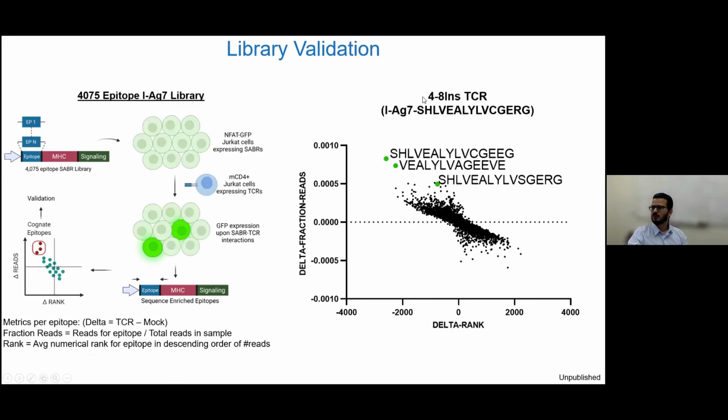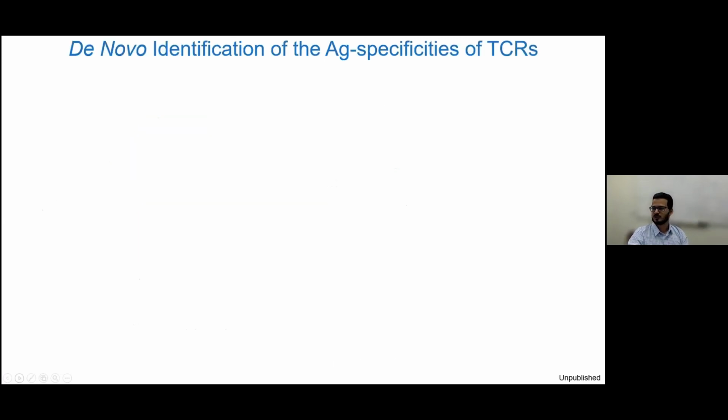To do that, we use the insulin-specific 4/8 insulin TCR. This is the epitope that's recognized by the insulin TCR. After screening this TCR against our library, what we should expect is that any cognate epitopes that are identified should be enriched in this top left corner. And as you can see through the screen, we're identifying the cognate epitope of the TCR as well as several analogs of it. So we can validate that this library actually can be used for antigen discovery.